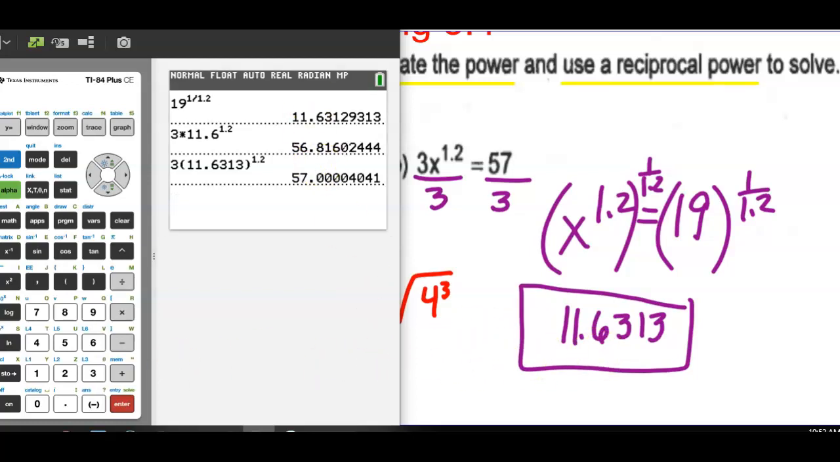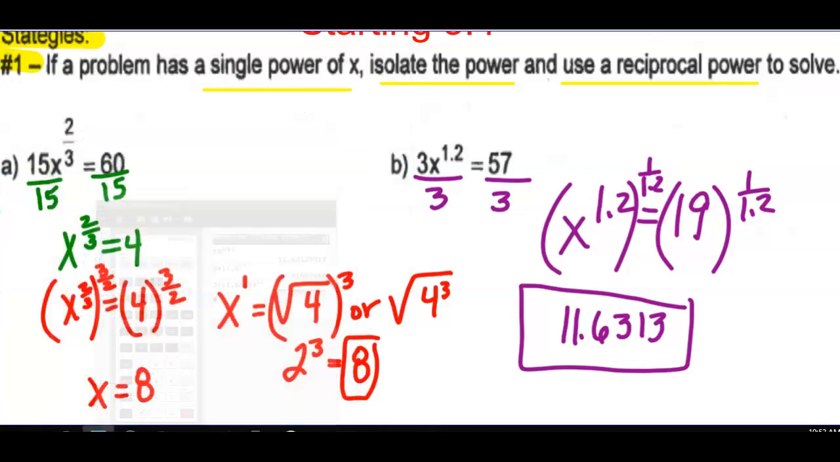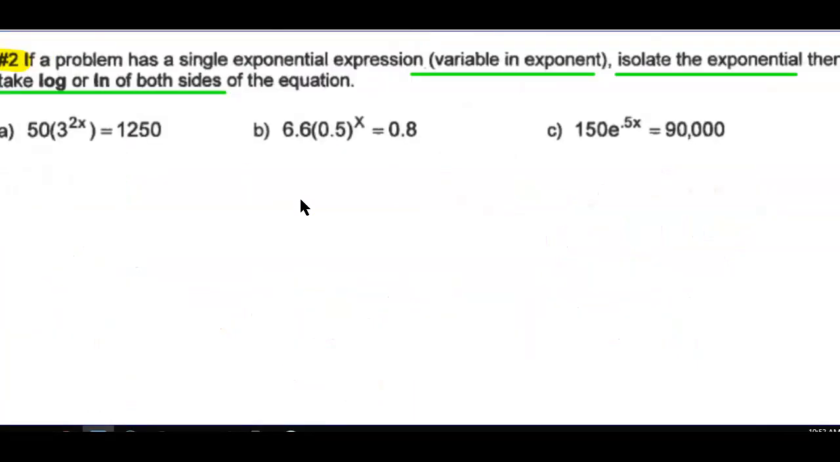I'm not going to keep checking them for you. You can certainly check that these are right. I may check another 1 or 2 along the way, but that's why we carry so many places when we get a decimal.